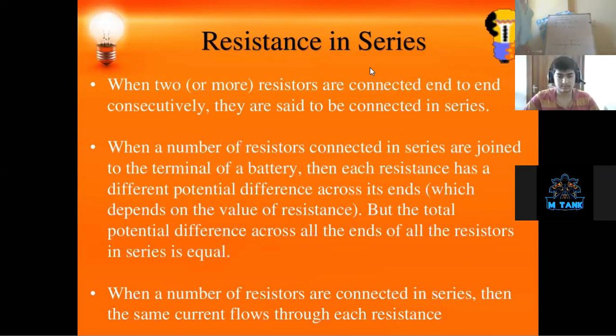Just a moment. Then cancelling out the value of I from both sides, the total effective resistance, when all the resistances are connected in series, is the summation of all the individual resistances. So R is equal to R1 plus R2 plus R3. When we connect all the resistances in series, the total effective resistance offered by these will be the sum of all the individual resistances.